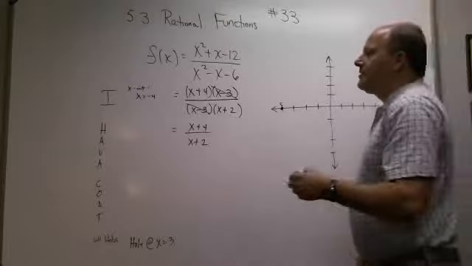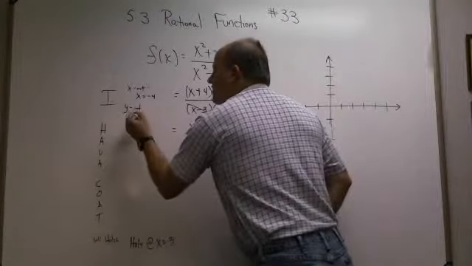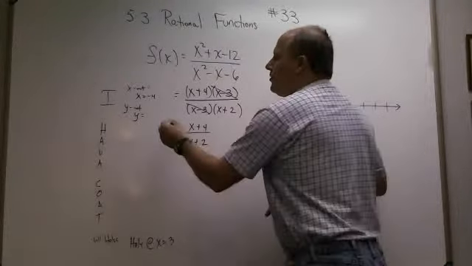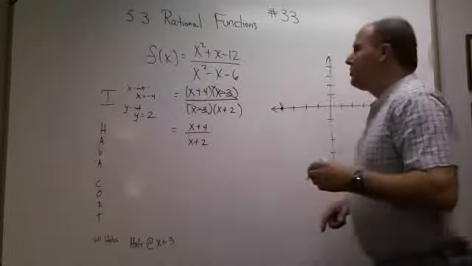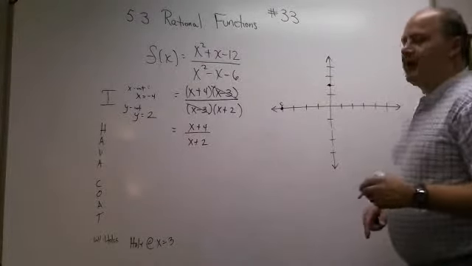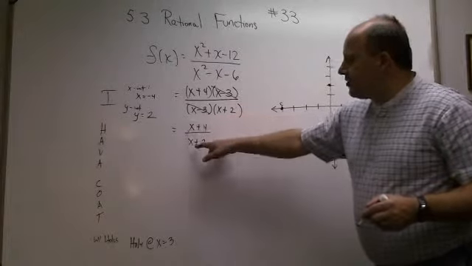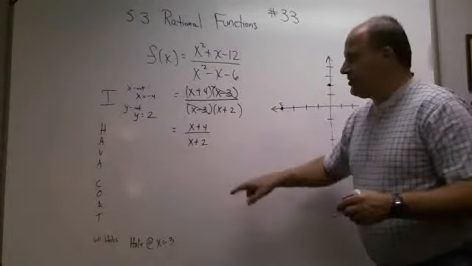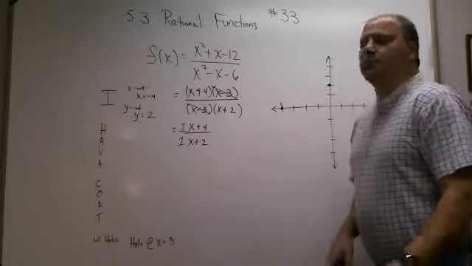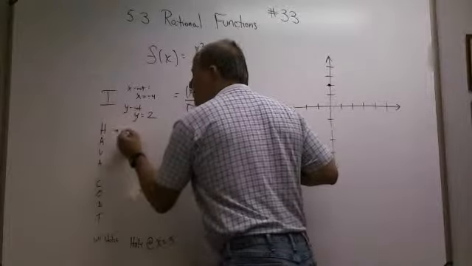And the y-intercept: you set x equal to 0, so it'll be 0 plus 4 over 0 plus 2, 4 over 2, which is 2. So there's a y-intercept at (0, 2). Now the horizontal asymptote is going to be 1 because it's a linear over linear, and so the degrees are the same. So you divide the leading coefficients, and the leading coefficients are 1 and 1. So the horizontal asymptote is y equals 1.